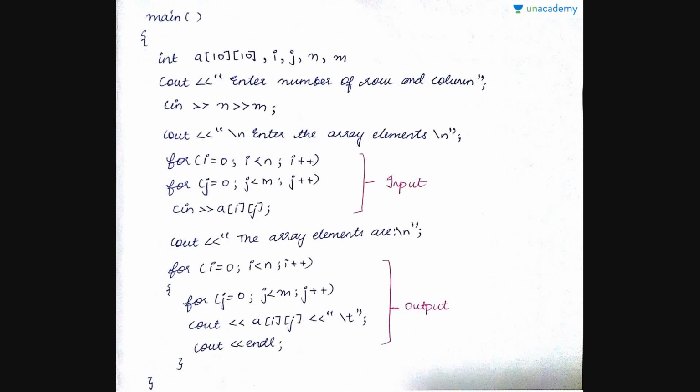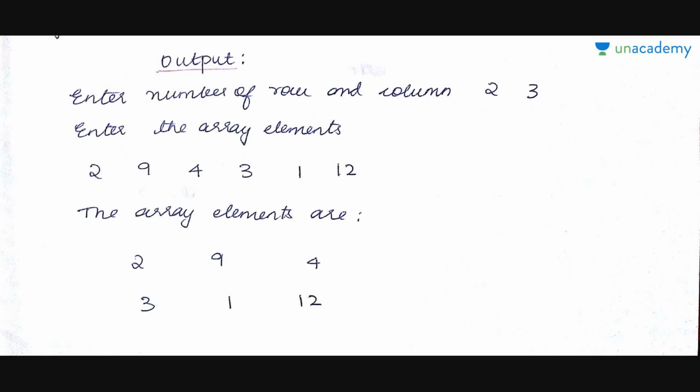And then when you print, the first 3 elements get printed. That's because of this statement, where i is 0 and j moves from 0 to m, that is from 0 to 3. Hence when i is 0, these 3 elements get printed. And once the second for loop fails, that is j becomes equal to 3, you have to go to the next line. The pointer comes to the next line, and then again i is incremented to 1. When i becomes 1, again j takes the values 0, 1 and 2, and hence you print these 3 values, which are 3, 1 and 12. So the output of this will be 2, 9, 4 in the first row, and then 3, 1 and 12 in the second row.